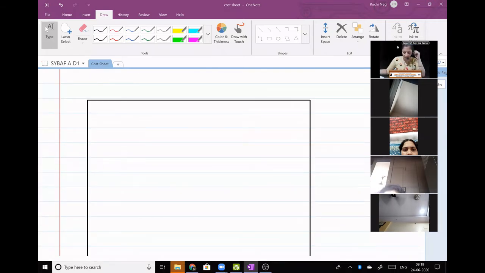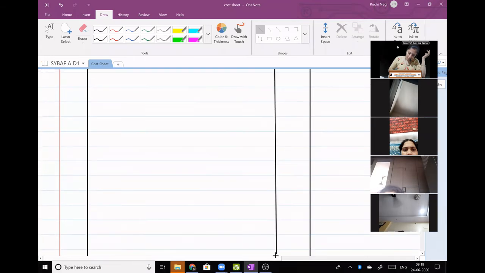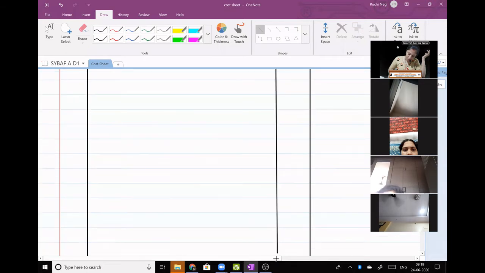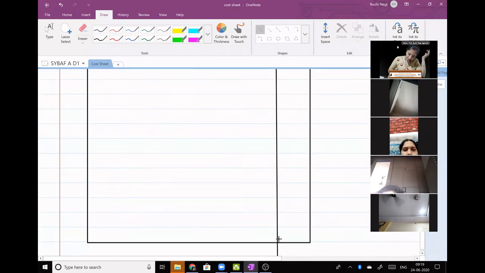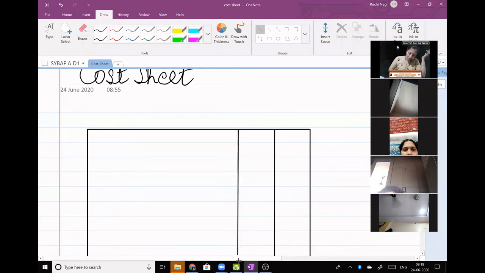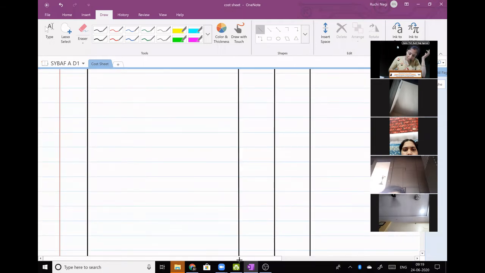Is the screen share visible? Okay. Draw 3 columns. Prepare it up to 1.5 page. Keep the first column wider.